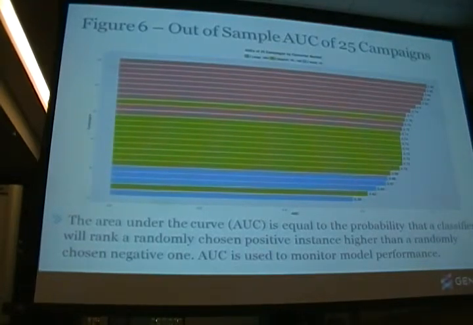So I got some campaigns, 25 campaigns. Some perform just okay, around 0.6. But I got very good campaigns that perform near 0.8 and 0.9. And I'm wondering why some campaigns got high numbers and some got very low.